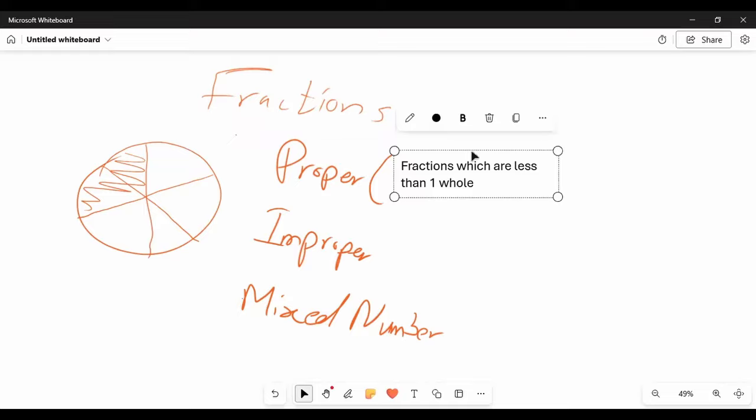In that way we can find whether a fraction is proper or not. But the actual definition is fractions which are less than one whole. So for that I'll give you all an example.